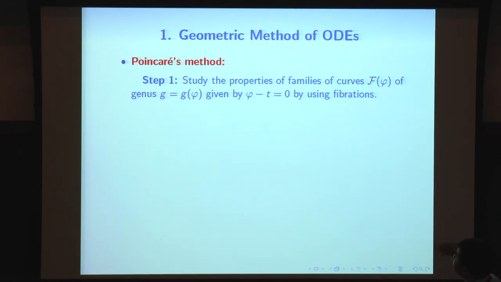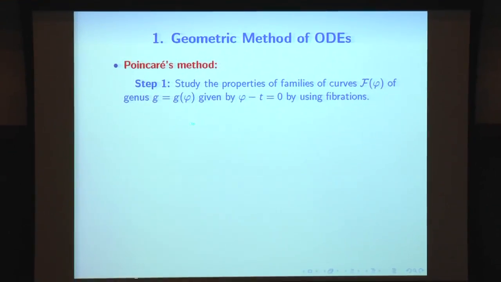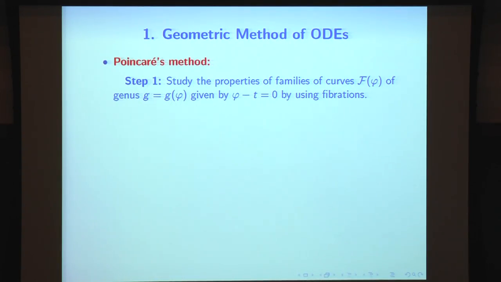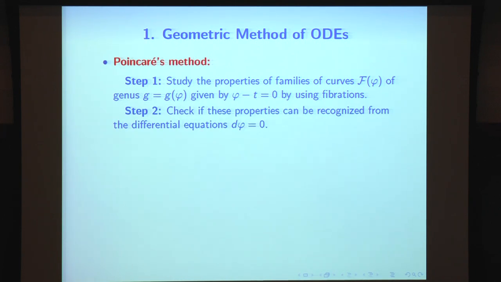Okay, let's recall Poincaré's method. We try to study the properties of families of curves of genus g. This is a family of curves, so we have a corresponding fibration, and then we have the genus of the fibration. This is the genus of the family, given by using the fibration. This is the first step. The second step is to check if these properties can be recognized from the ODE, the differential equation. Of course, this one is determined by this equation, but Poincaré tried to find some properties which depend only on this differential equation.